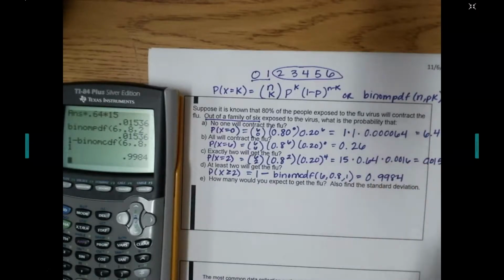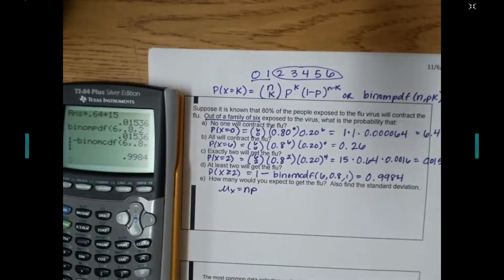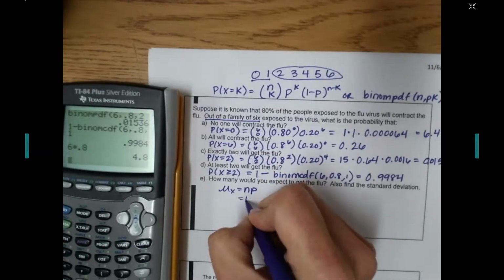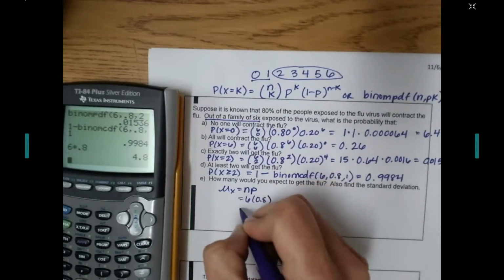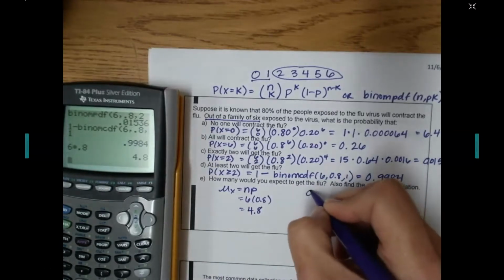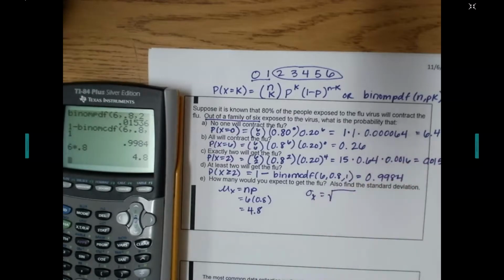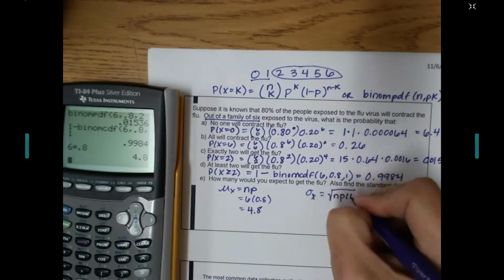Okay, now when it says how many would you expect to get the flu, well, that's just the mean. And the mean in a binomial situation, it's on your formula sheet, is n times p, so 6 times 0.8, which is 4.8. So I expect about 4.8 of them to get that. If I want to find the standard deviation of this, then I've got to take the square root of n times p times 1 minus p.